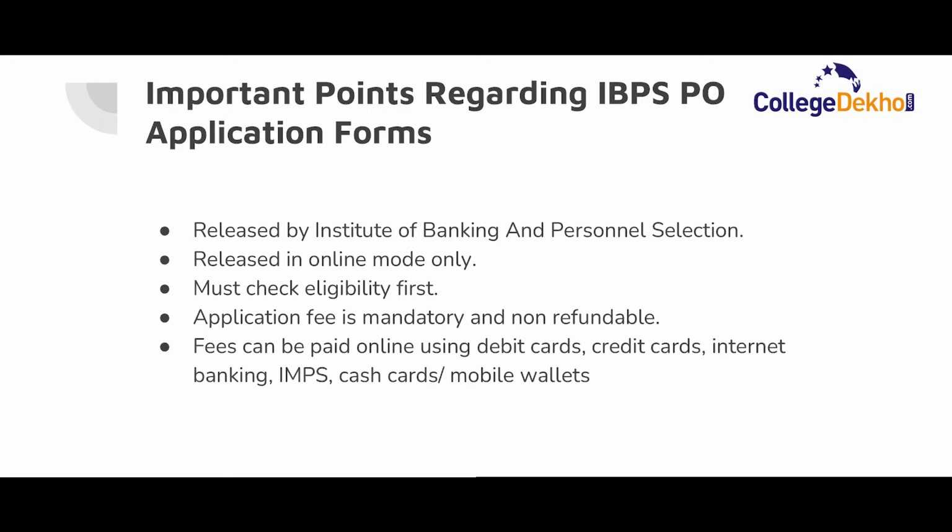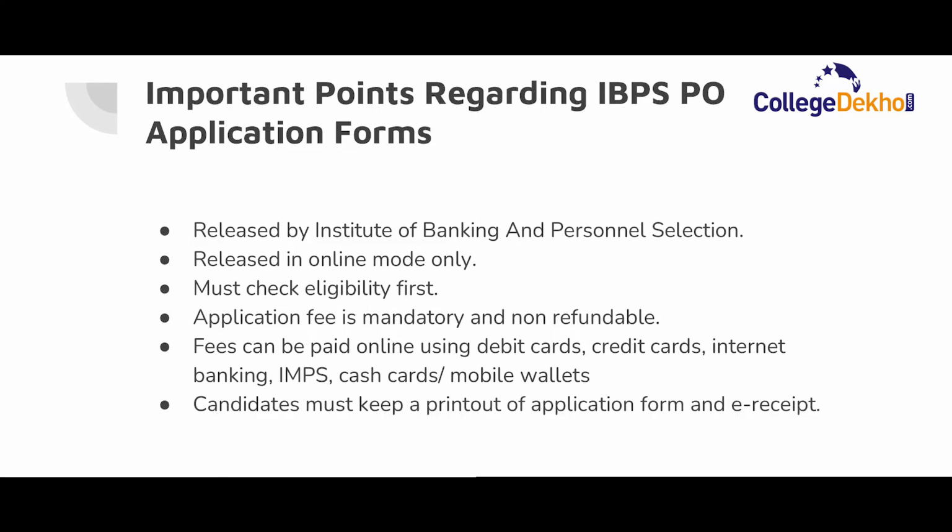The fees can be paid online using modes such as debit cards, credit cards, internet banking, cash cards, mobile wallets such as UPI, etc. The candidates must keep a printout of the application form and the e-receipt generated after paying the application fee. The information that you enter in your application form will be used for all the further processes. That is why it is very important that you enter all the correct information in the form.